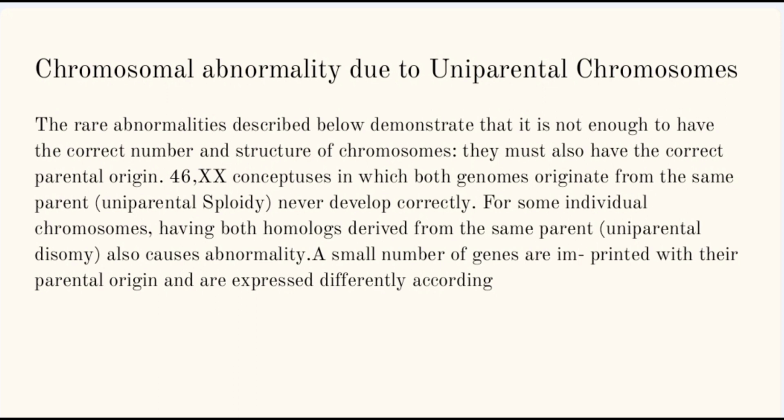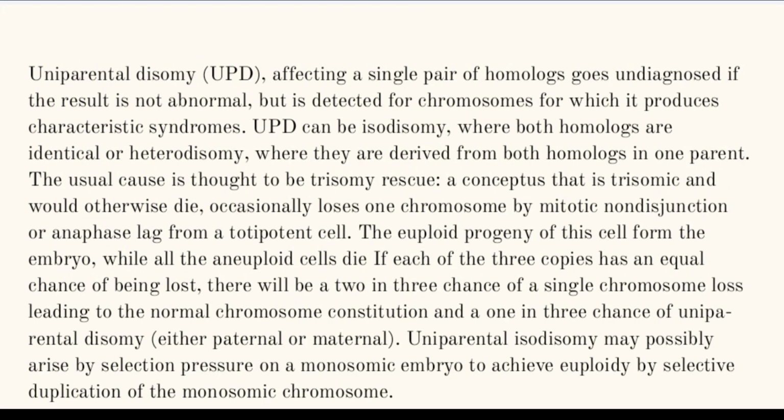Chromosomal abnormality due to uniparental chromosomes. The rare abnormalities described below demonstrate that it is not enough to have the correct number and structure of chromosomes. They must have the correct parental origin. 46,XX conceptuses in which both genomes originate from the same parent never develop correctly. For some individual chromosomes, having both homologs derived from the same parent also causes abnormality. A small number of genes are imprinted with their parental origin and are expressed differently accordingly. Uniparental disomy, UPD, affecting a single pair of homologs goes undiagnosed if the result is not abnormal, but is detected for chromosomes for which it produces characteristic syndromes.